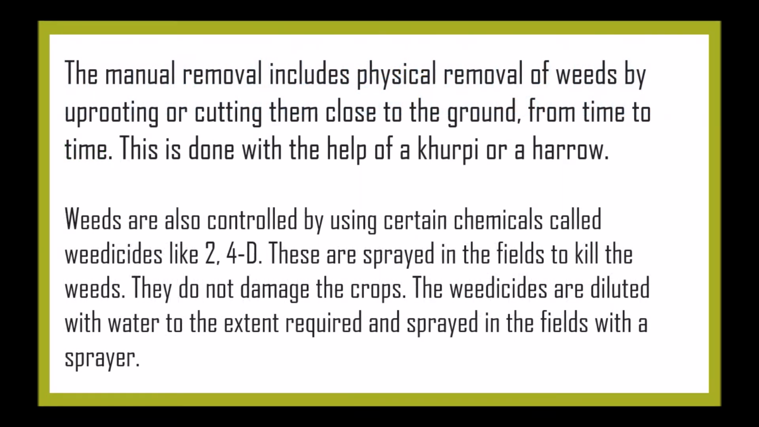The manual removal includes physical removal of weeds by uprooting or cutting them close to the ground from time to time. This is done with the help of a khurpi or a harrow. Weeds are also controlled by using certain chemicals called weedicides like 2,4-D. These are sprayed in the fields to kill the weeds. They do not damage the crops. The weedicides are diluted with water to the extent required and sprayed in the field with a sprayer.